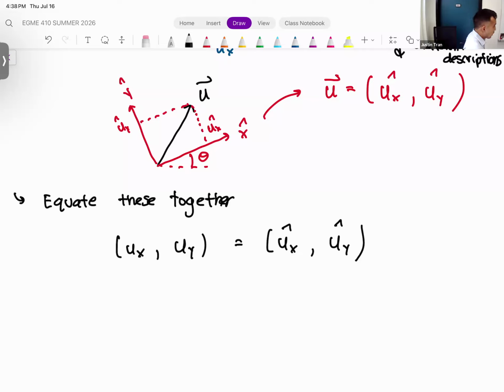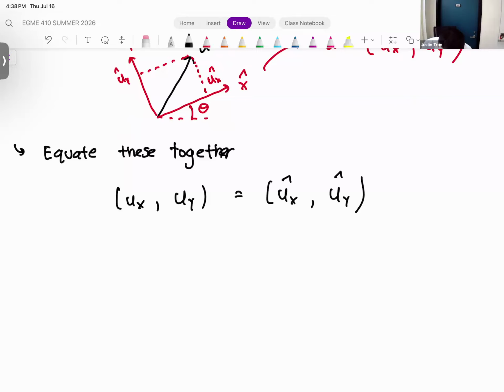So, another way, so you've probably seen this form before in one of your previous classes, and you might have thought, why does this form exist? So we can express this in terms of the unit vectors in each of the directions. Another way we can express this is ux times i plus uy times j is equal to ux hat i hat plus uy hat j hat.